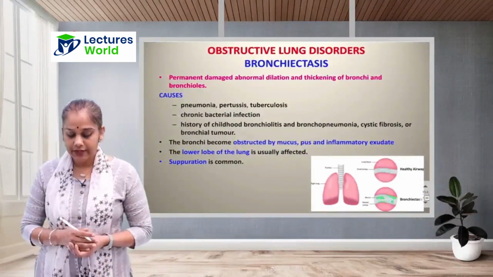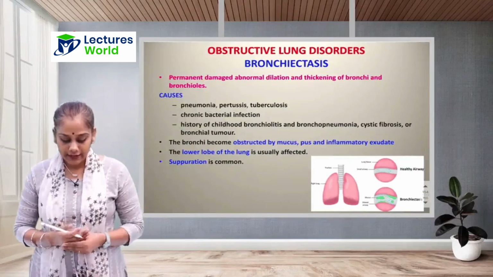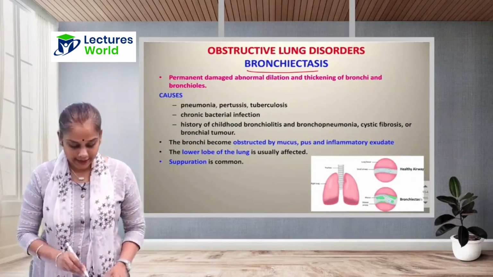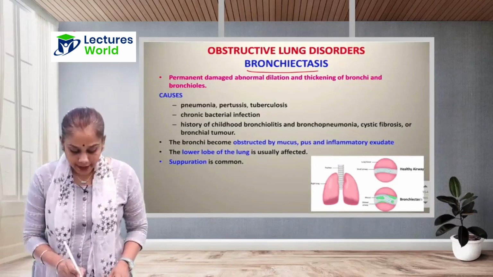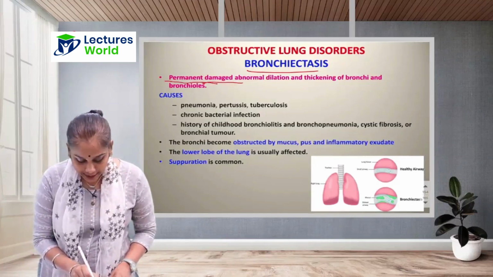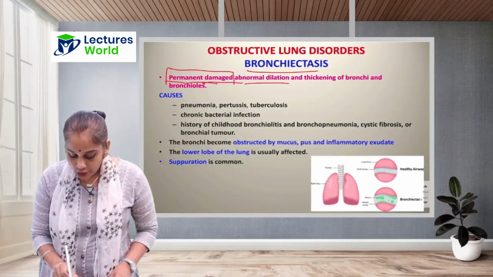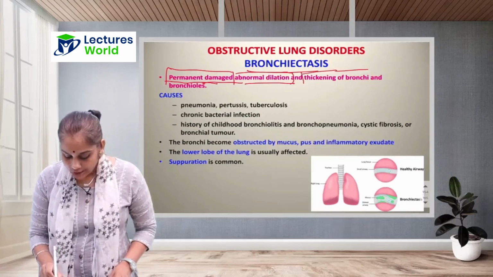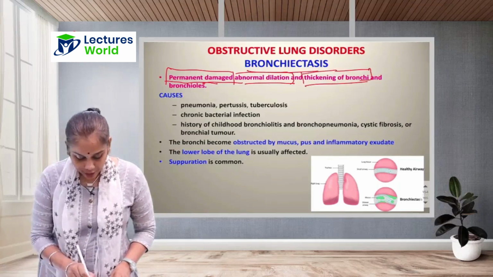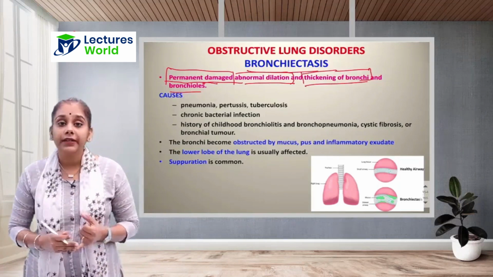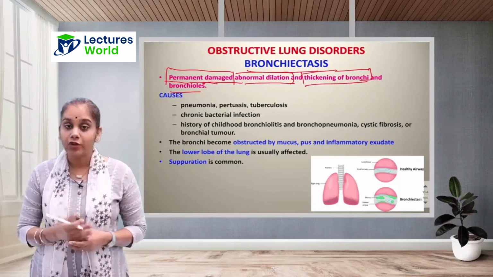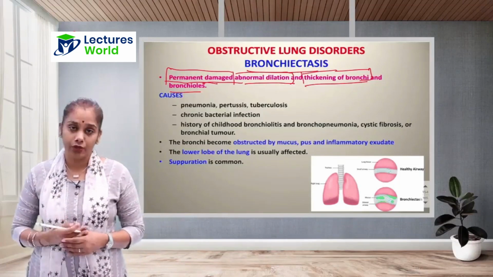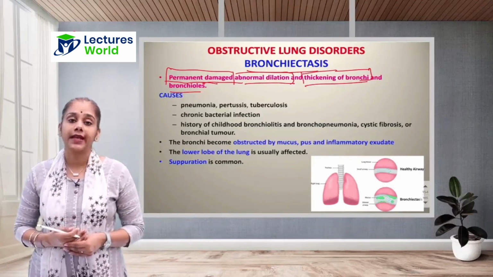Now, in the obstructive lung disorders, the next condition is bronchiectasis. So what is bronchiectasis? There is permanent damage, abnormal dilatation and thickening of the bronchi and the bronchioles. That is known as bronchiectasis.